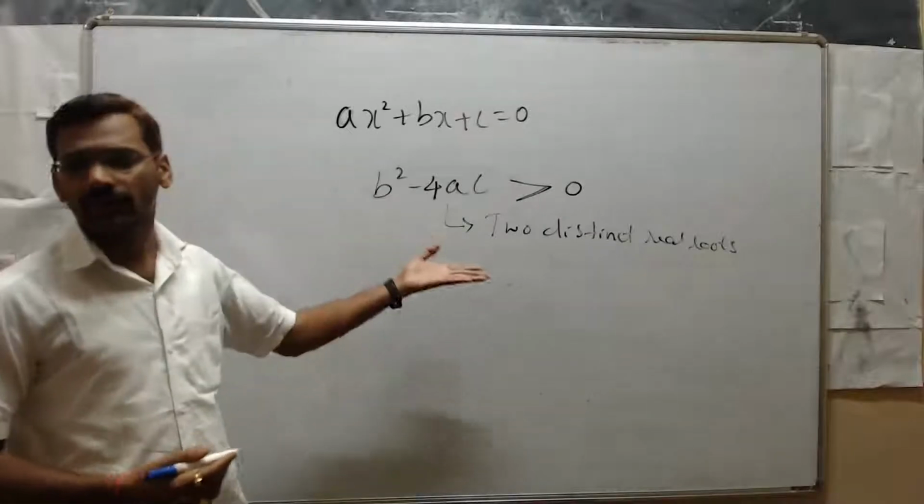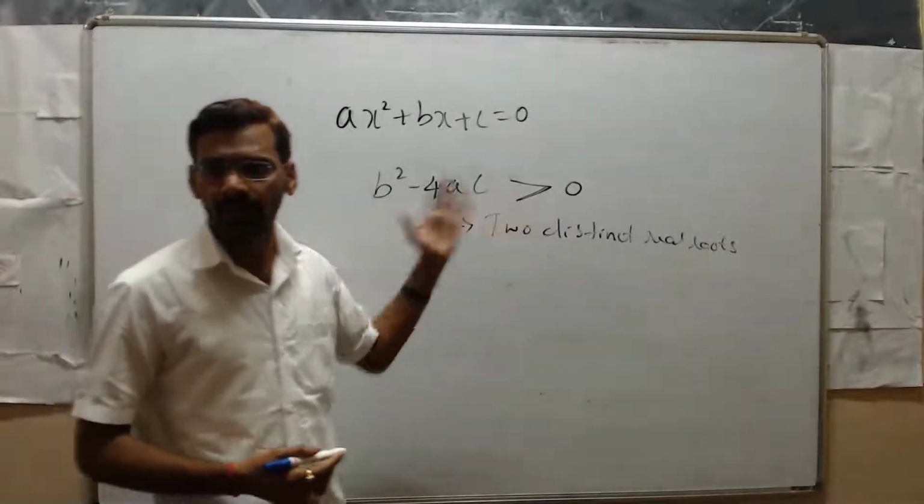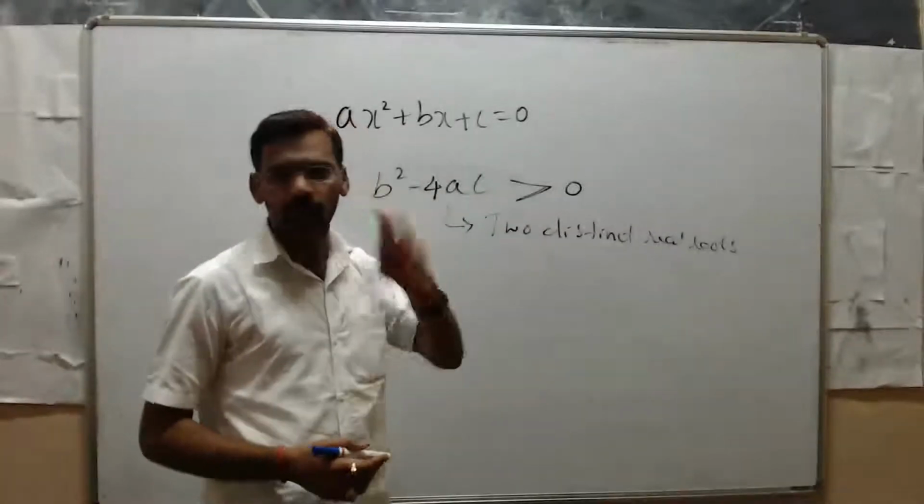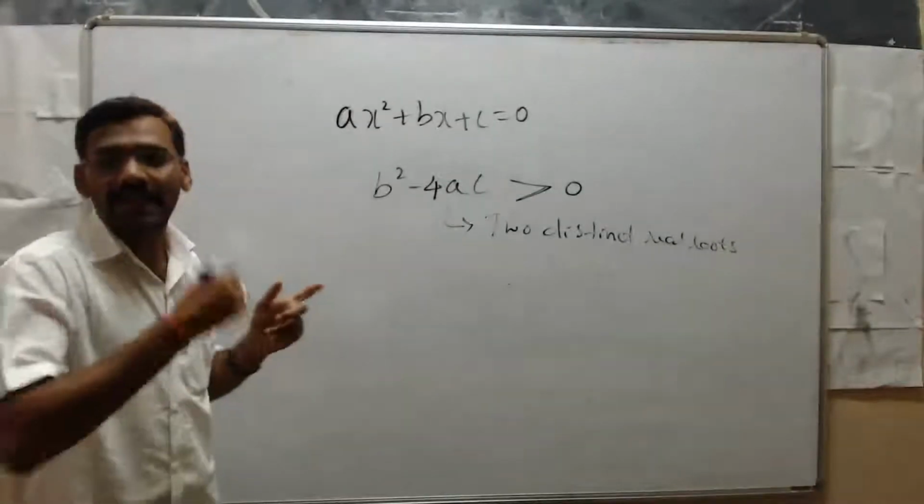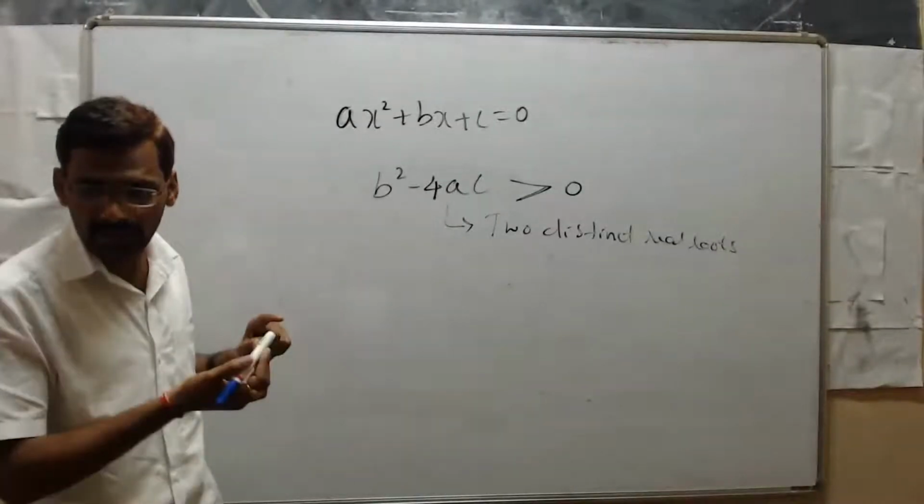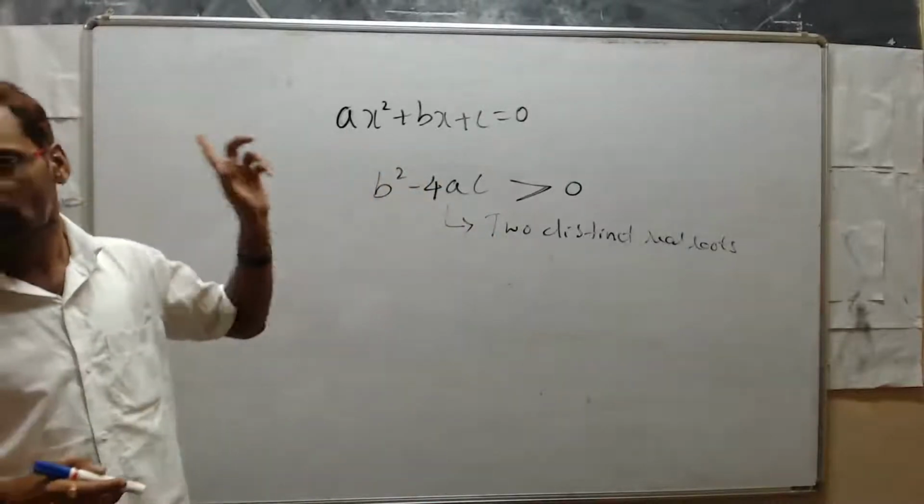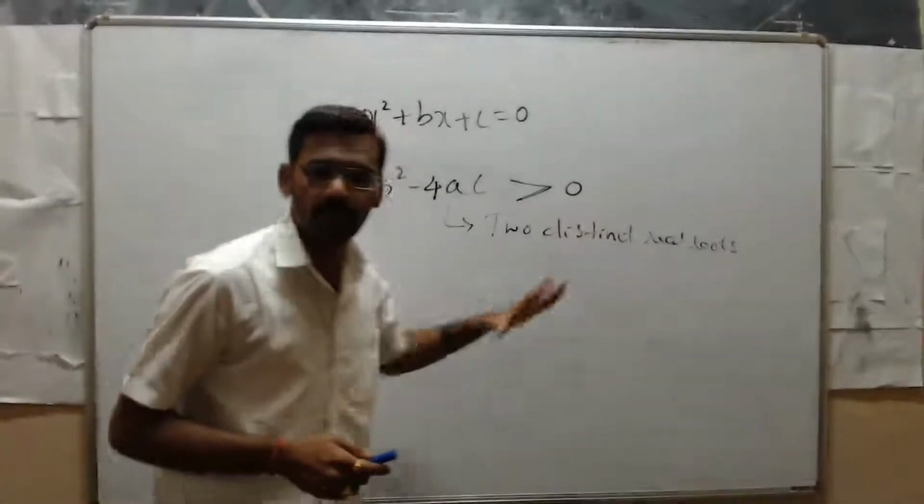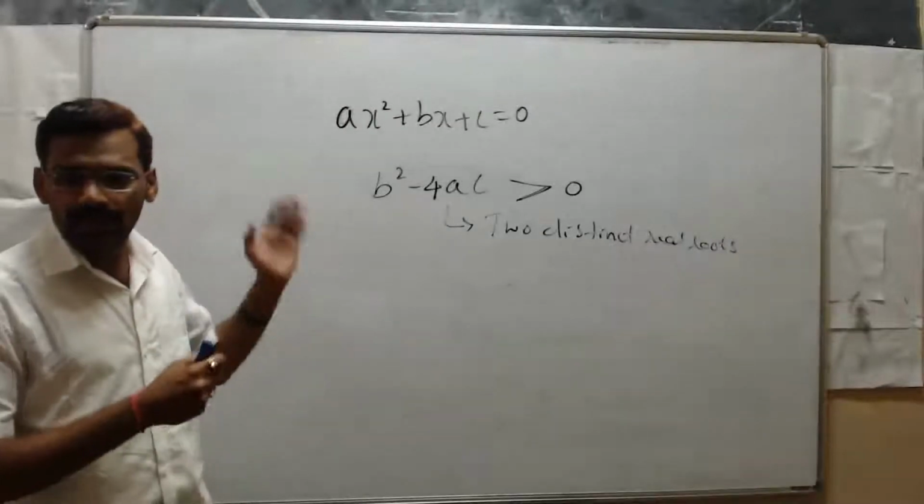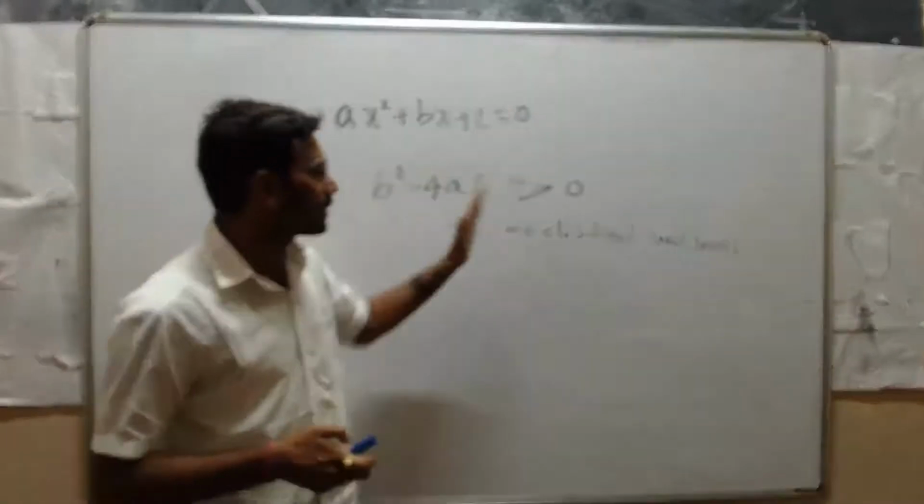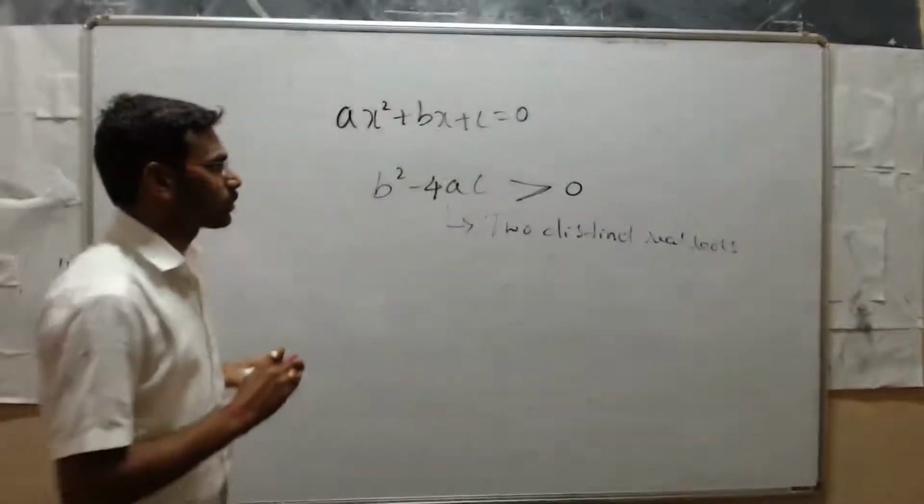So again, we have to substitute the values of a, b, c. After simplification, one value comes, and if that value is greater than 0, then the nature of roots is two distinct real roots. After simplification, if b square minus 4ac value is greater than 0, there are two distinct real roots.